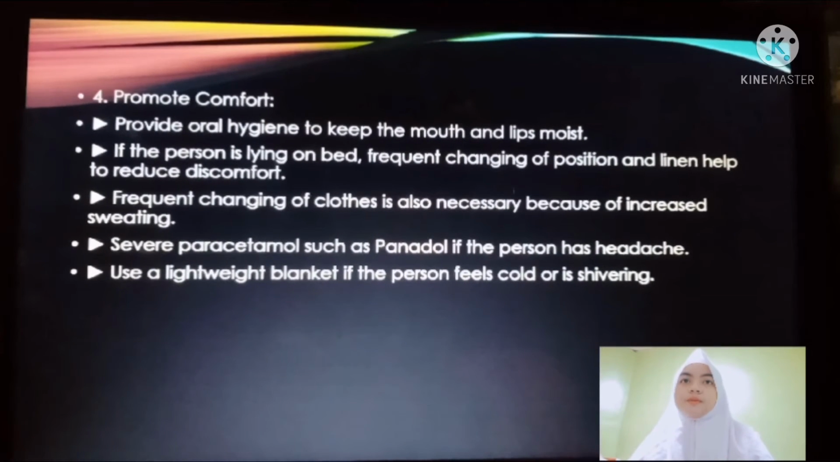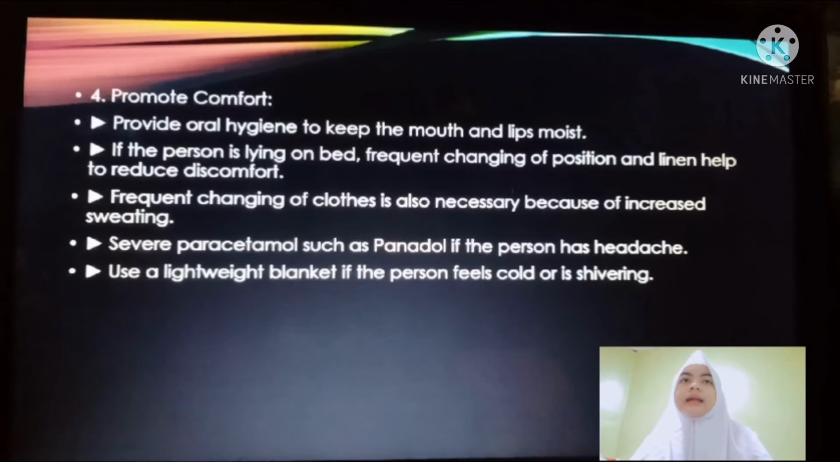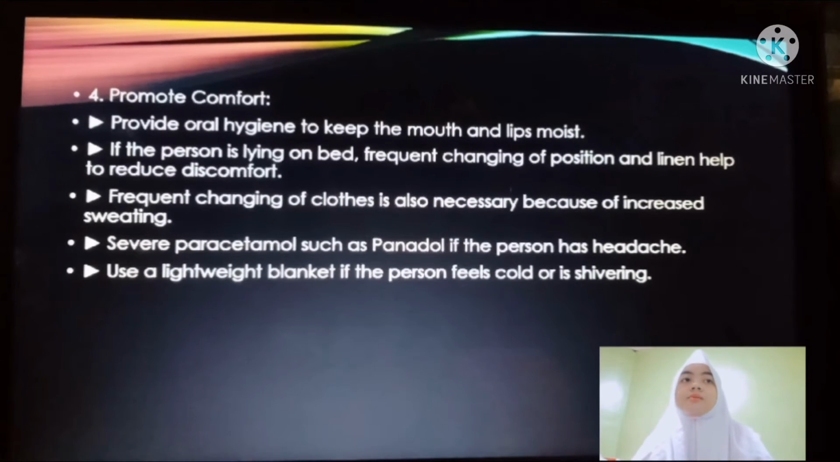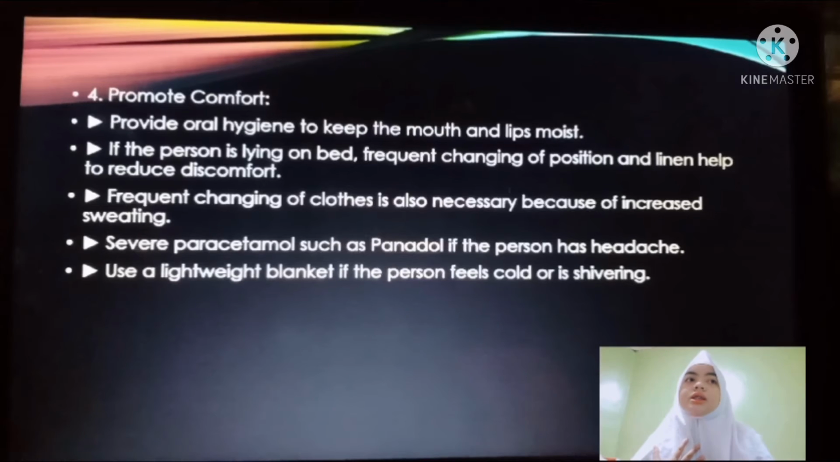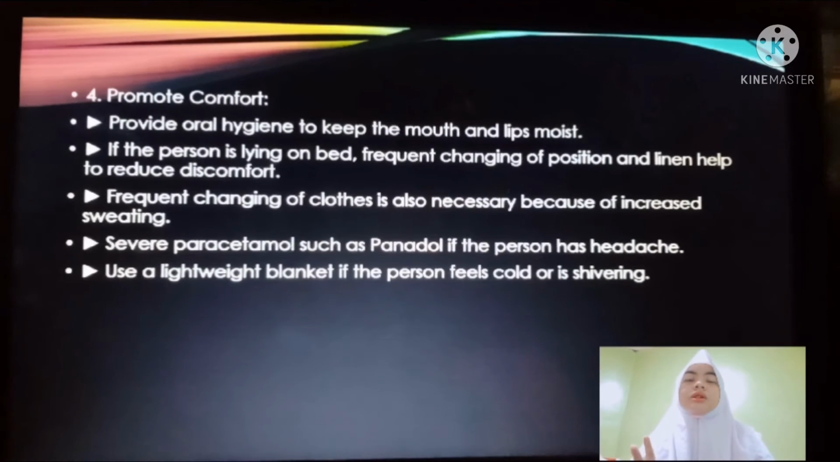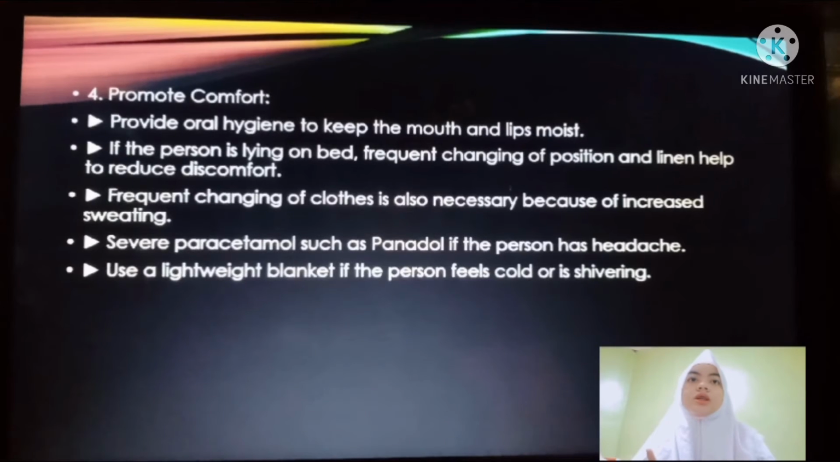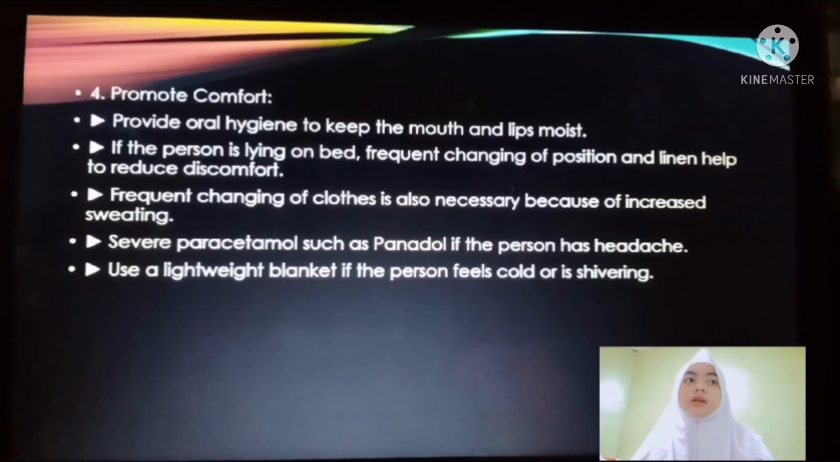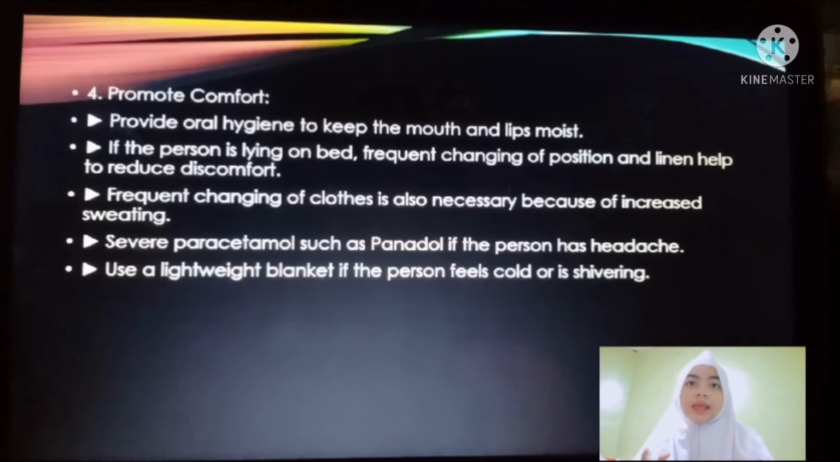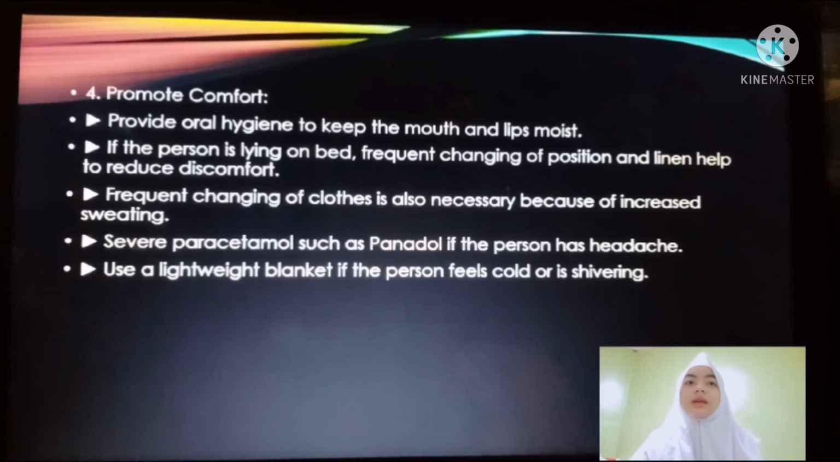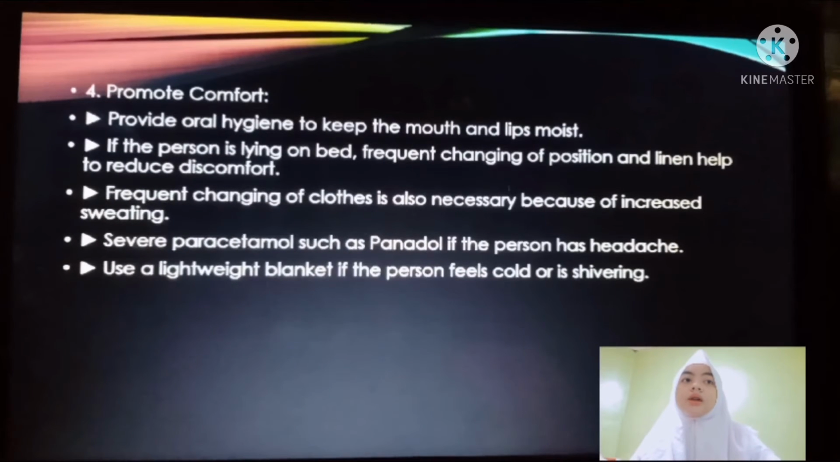So number 4 is promote comfort. Provide oral hygiene to keep the mouth and lips moist. If the person is lying on the bed, frequent changing of position and linen helps to reduce discomfort. Frequent changing of clothes is also necessary because of increased sweating. Give paracetamol such as Panadol if the person has a headache. Use a lightweight blanket if the person feels cold or is shivering. So that would be all, and thank you.